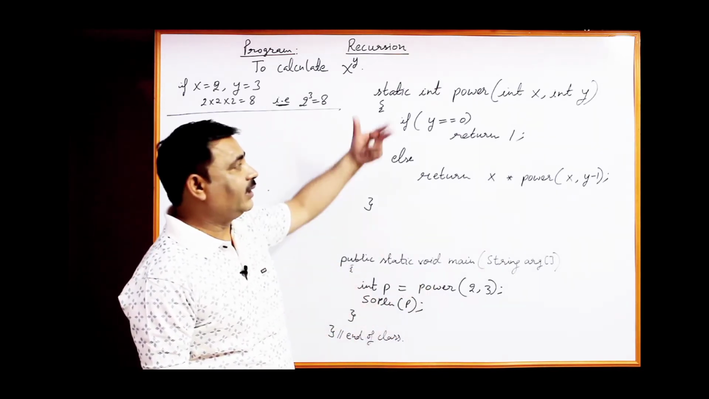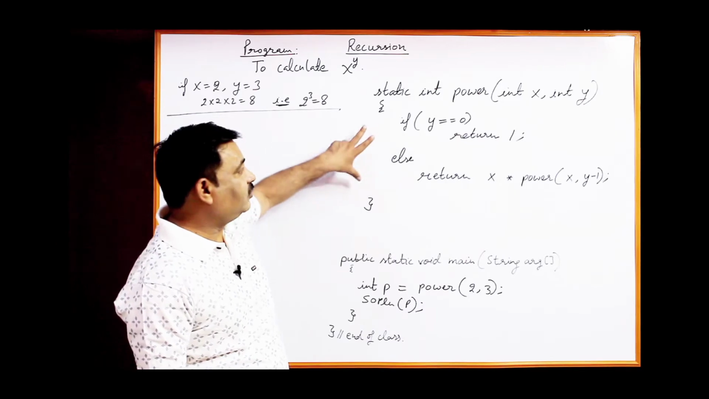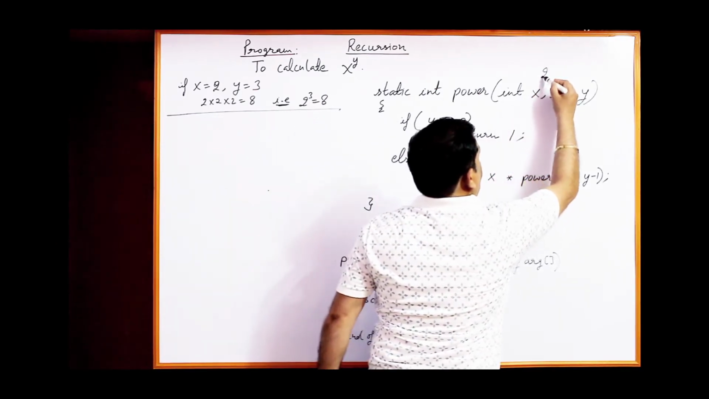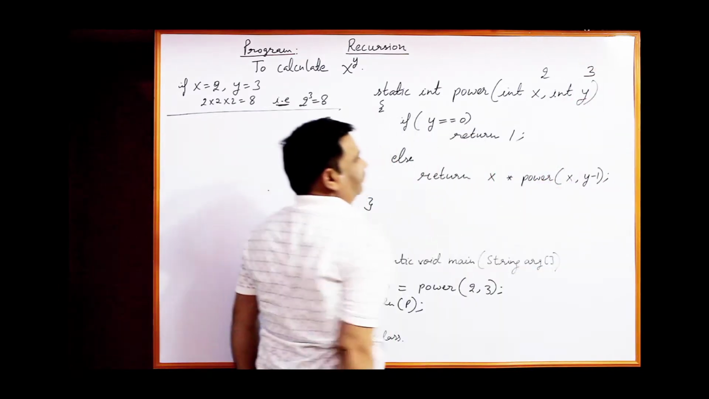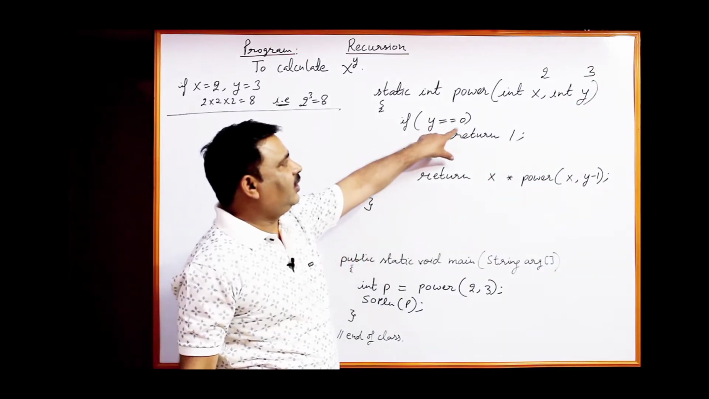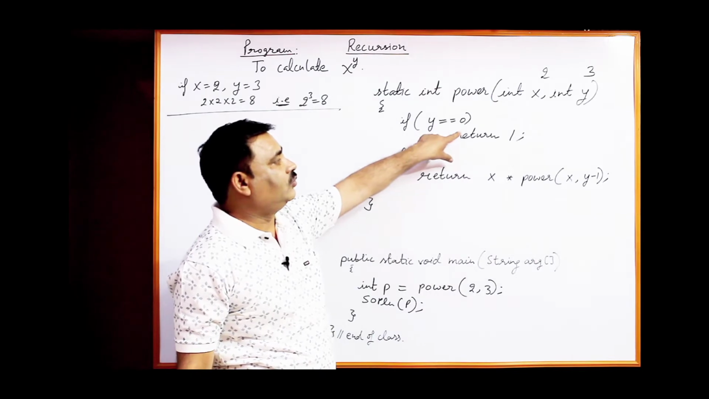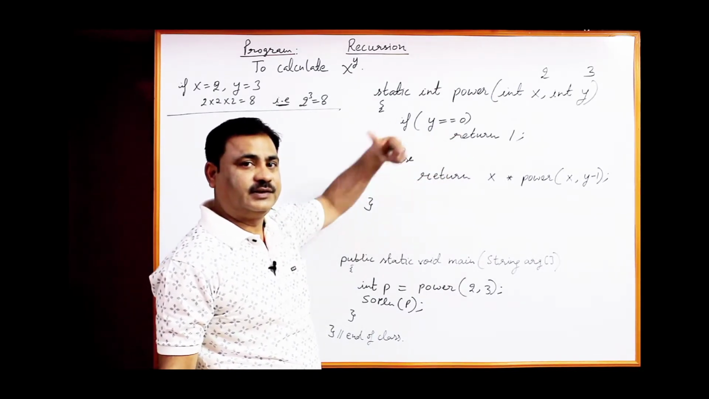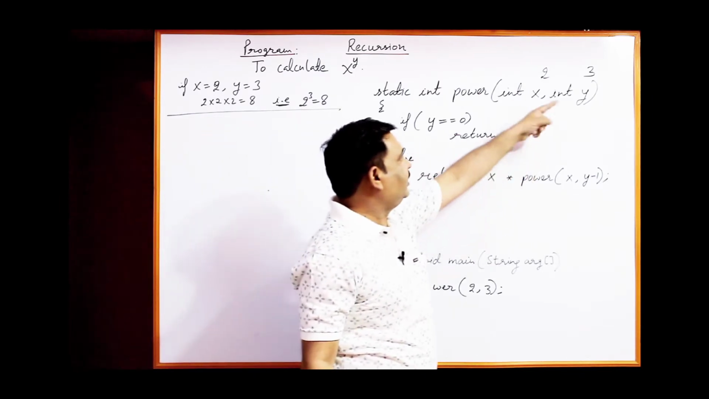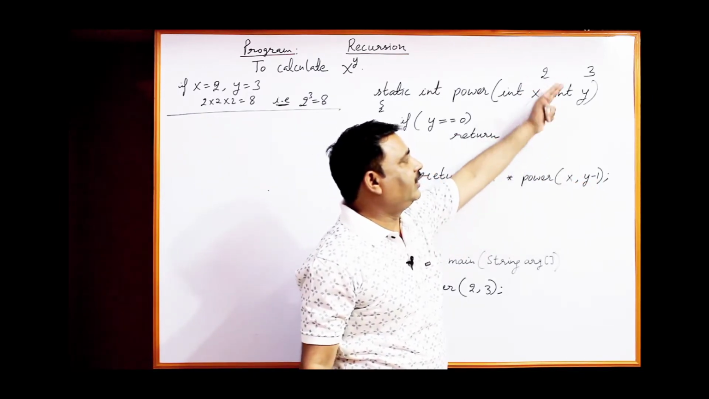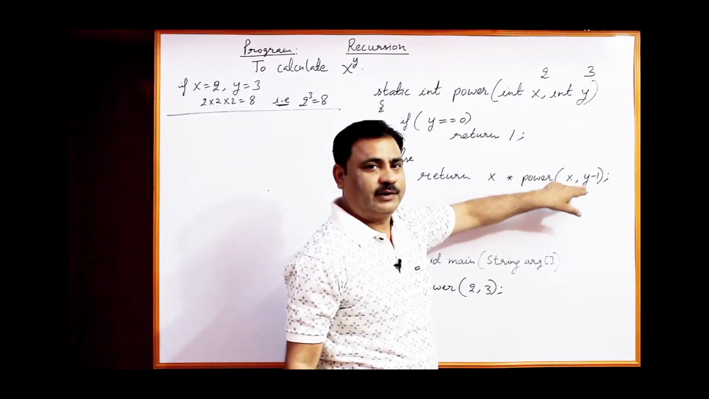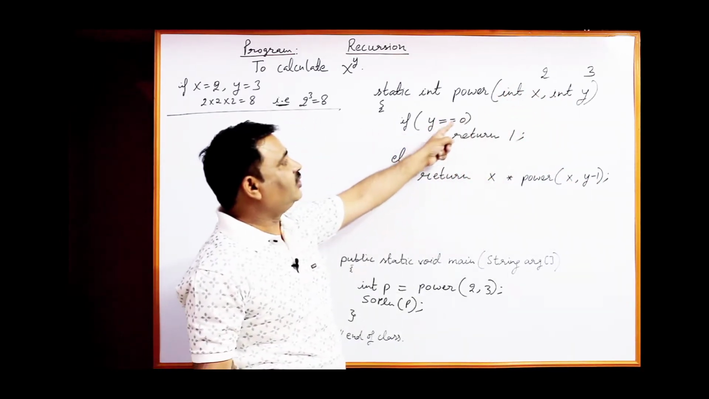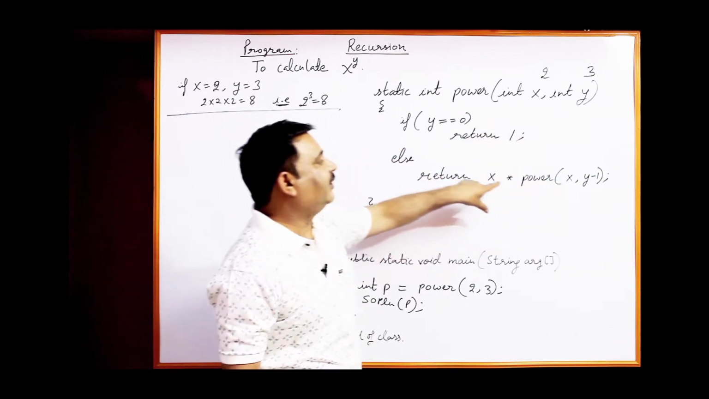Now how does it work? Try to understand the working of this function. We are passing 2, 3, so x is 2, y is 3. The condition is false. Why if y equal to 0? Because we have to make a loop, an iteration. First y is 3, next time 3 minus 1 is 2, next time 2 minus 1 is 1, next time 1 minus 1 is 0. Finally it will become 0. So when y becomes 0, it will return 1, and 1 is multiplied by 2.